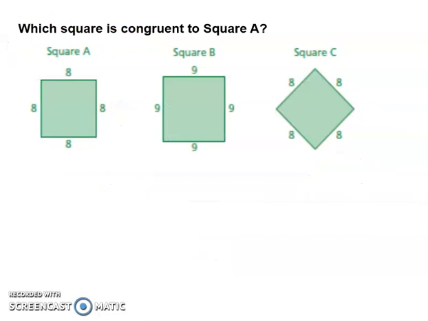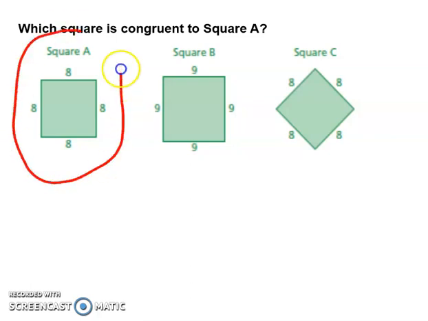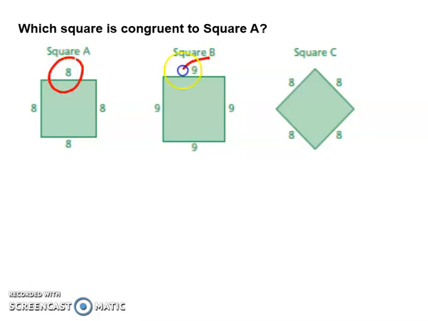So which square is congruent to square A? So we're talking about square A right here. It says which square is congruent to square A? So we now need to think about, okay, do they have congruent angles? Do they have congruent sides? So let's look at square B. Do they have congruent angles? Yeah, they're both square, so they all have 90-degree angles. That's awesome. Do they have the same congruent sides? Not quite, because square A has a side length of 8. Square B has a side length of 9. So they're not going to be congruent together.